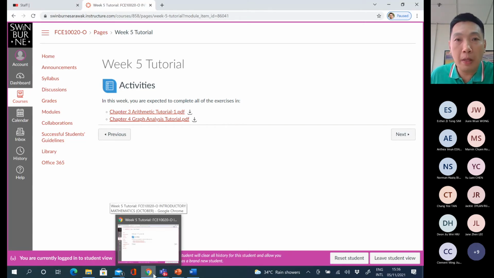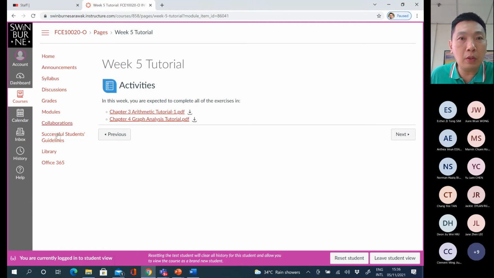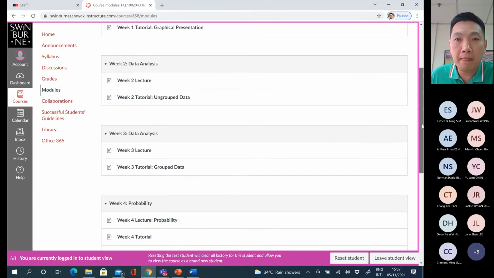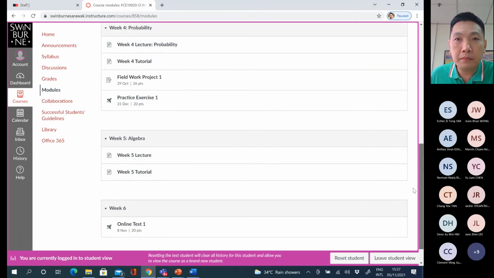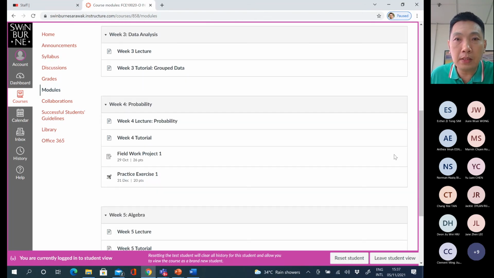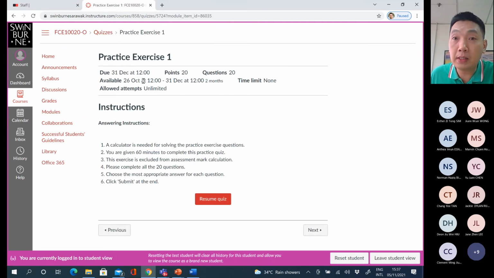I think in the system you should be able to go back. Let me see whether you can go back to answer the question. Let me go to practice exercise 1 just now under modules. So the format should be something like this also.